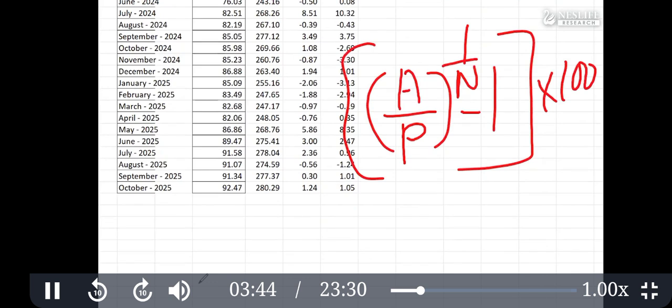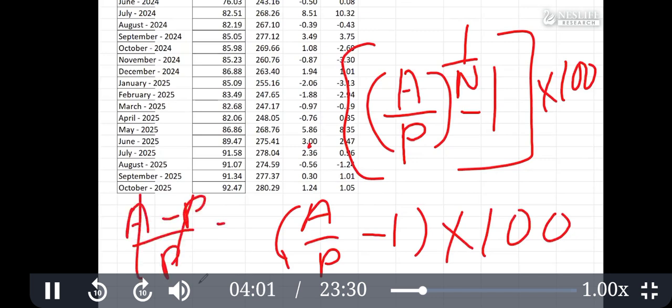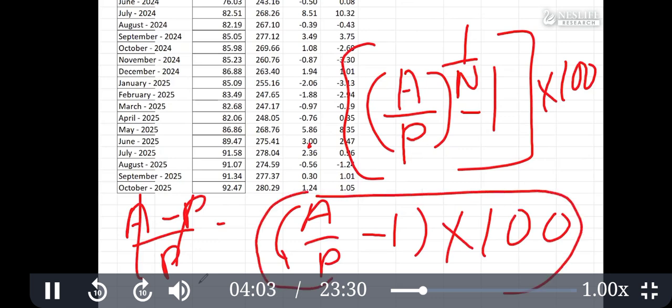Normal return change is calculated very simply: A divided by P minus 1, into 100. That is what we calculated. This is a single period calculation. But if you are doing multiple years, then we have to do the annualization. This is the formula to calculate CAGR.